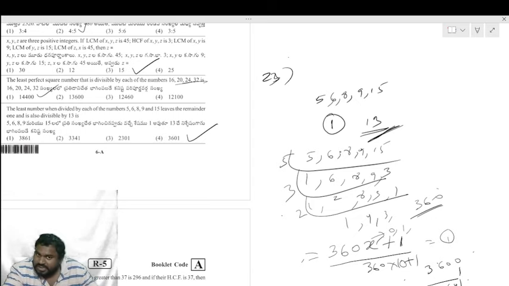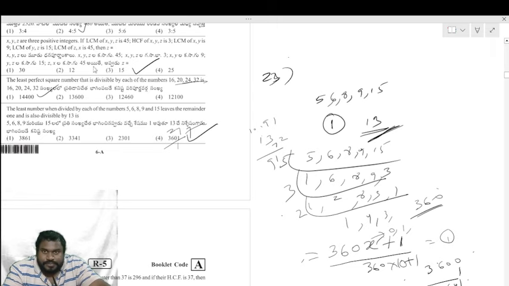And you can verify with 13. 13 3s are 39, 13 2s are 26. 13 7s are 91. So 277 times it will divide. Verification is successful. Okay.